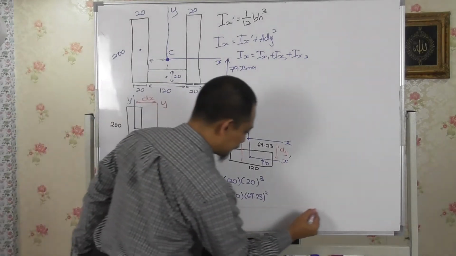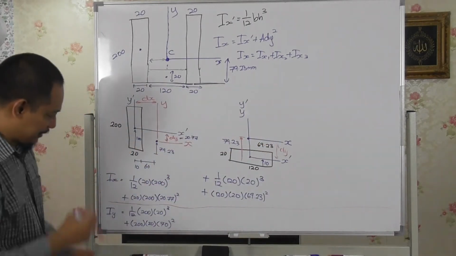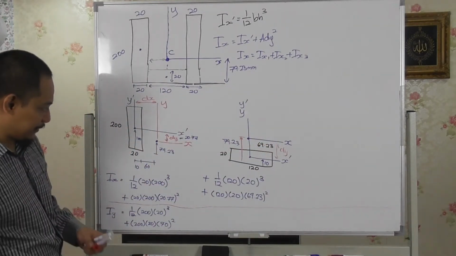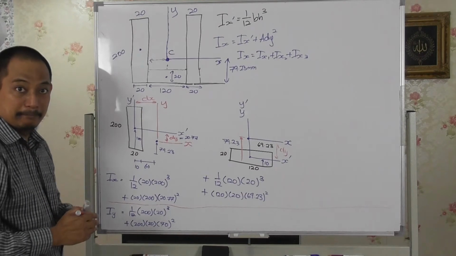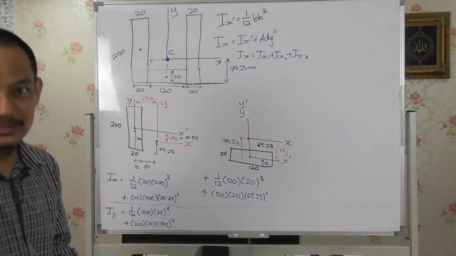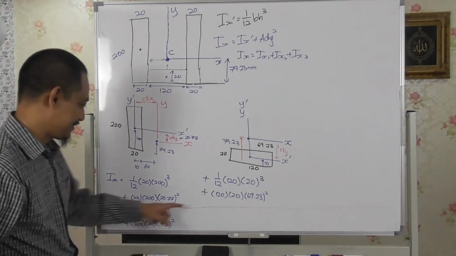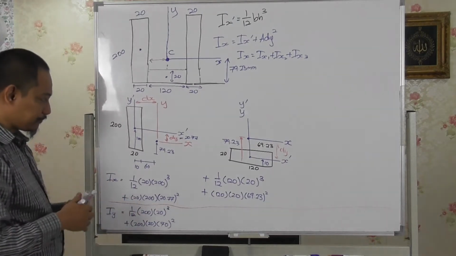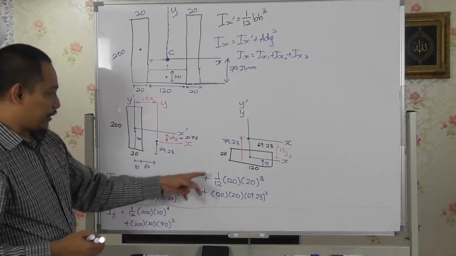I think I should put a separator here, so that you can differentiate between Ix and Iy, right? Otherwise it gets confusing. Is my red color still visible? Hopefully you can still see this one. Alright, so that is for the Ix portion.